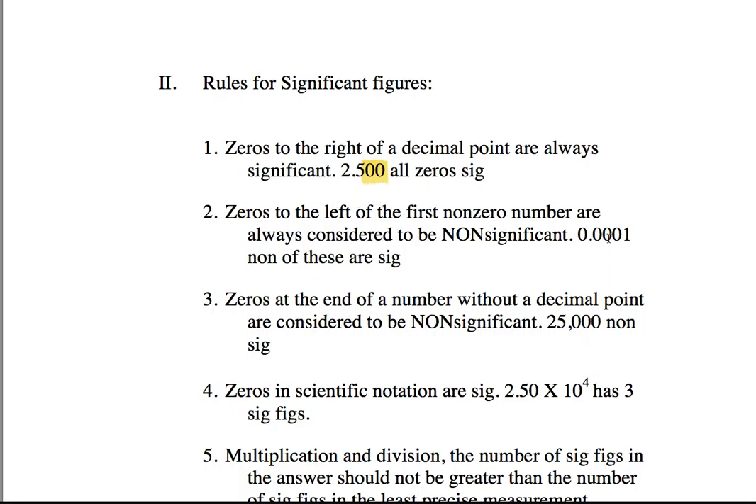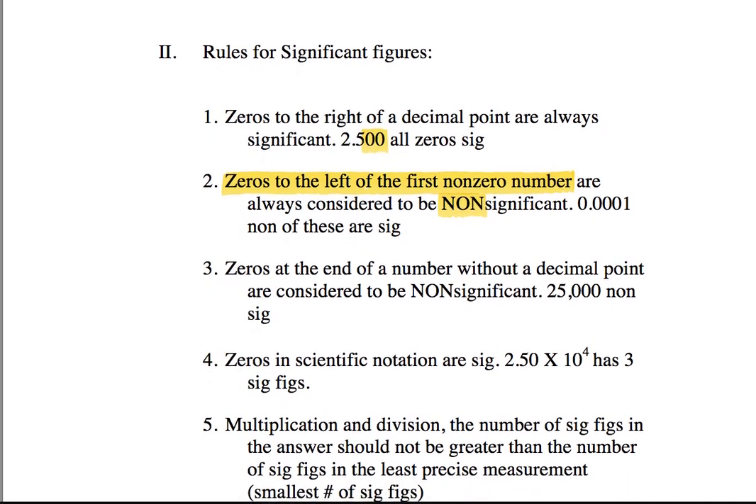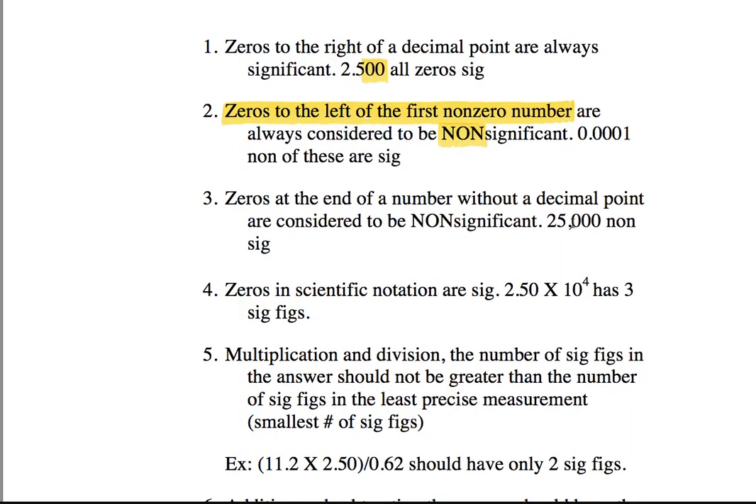Now, if we look at beginning zeros to the left of the first non-zero number, then all of these zeros are non-significant, and that's the zeros to the left of the first non-zero number there. Okay. So left, non-significant; right, significant. Now, if that decimal point is not there to the right, these are not considered to be significant. So at the end of a number without a decimal point.